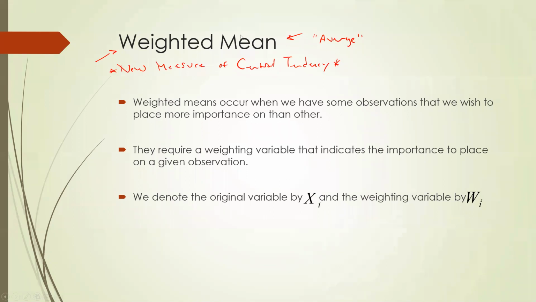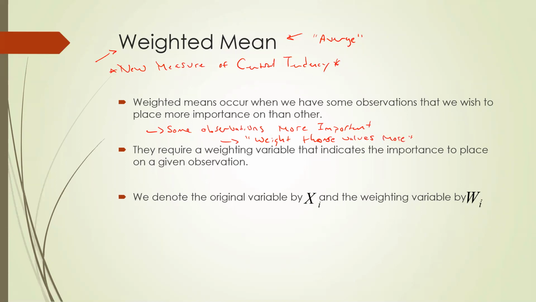So we're talking about the weighted mean. It's a new measure of central tendency, and it's an average of some type. What a weighted mean is, it occurs when you have some observation that you wish to place more importance on than others. So some observations are more important for some reason. What that concept means in mathematics is that we want to weight those values more somehow. That's the whole concept of a weighted mean.